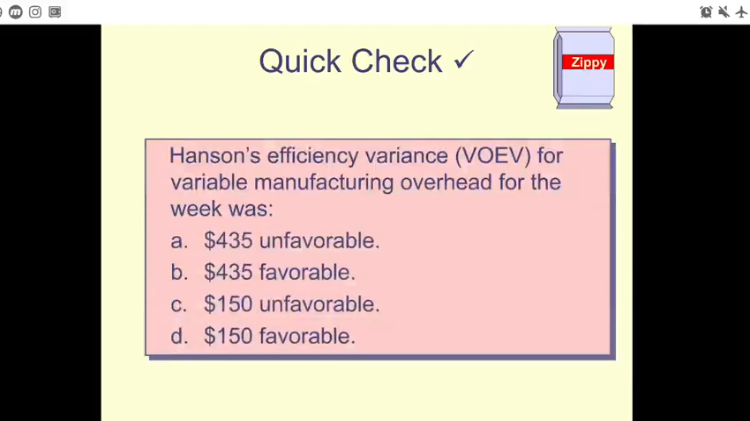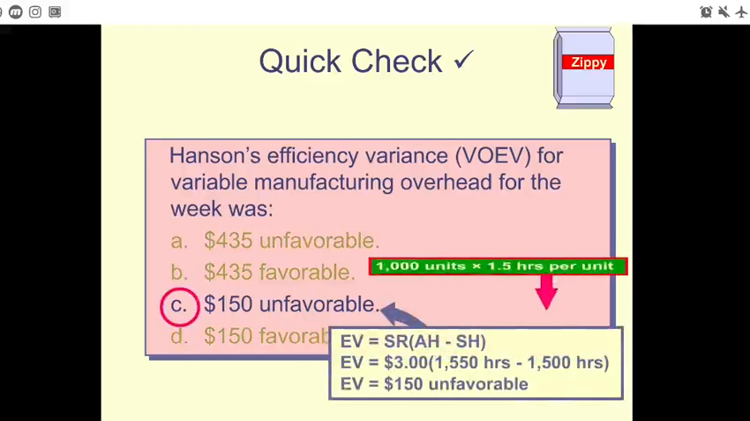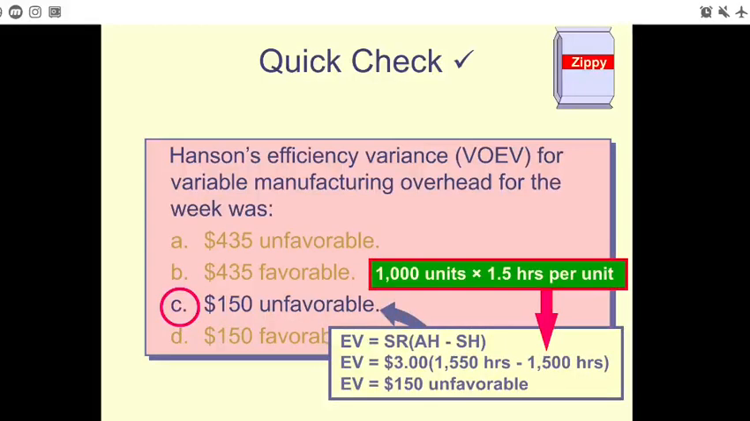And then the Hansen efficiency variance for variable manufacturing overhead for the week was, so this is the variable overhead efficiency variance. Also you have to use the formula. Remember the formula. Standard overhead rate is $3. Actual hour is 1550 hours, and the standard hours 1500 hours. So the answer is $150 unfavorable.